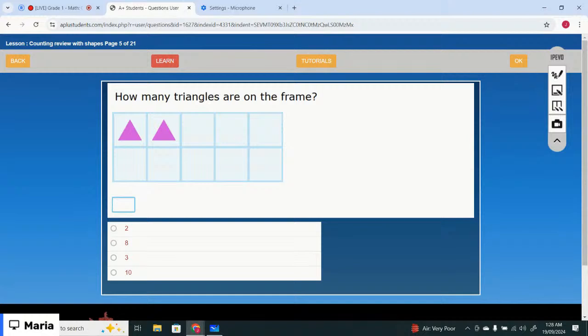How many triangles are on the frame? Which is the correct option? The correct option is 2. The frame has only two triangles. Option number 1 is the correct option. Got it?